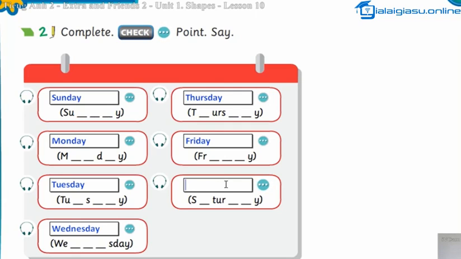Number seven is Saturday. Okay, let's spell it. S, A, and then T, U, R, D, A, Y. Let's check it. That's correct. Good job, everyone. Các bạn đã nhớ hết các ngày trong tuần chưa? Vậy thì chúng ta hãy qua bài tập kế tiếp nha.